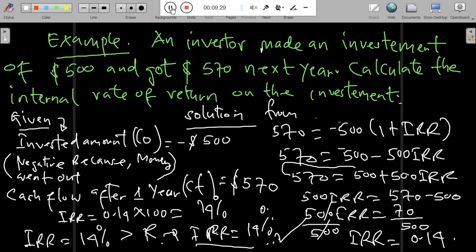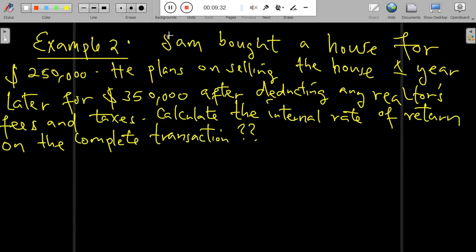Let's go quickly to another example. Sam bought a house for 250,000. He plans on selling the house 1 year later for 350,000 after deducting any arrears, fees, and taxes. You are required to calculate the internal rate of return on the complete transaction.